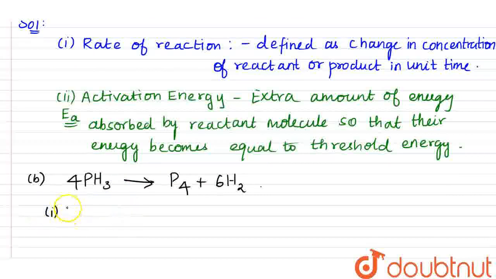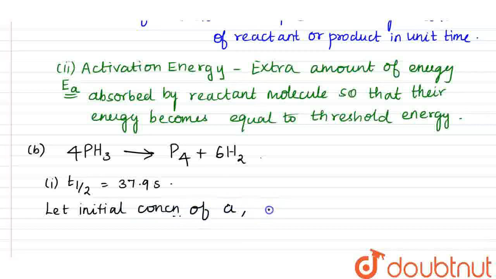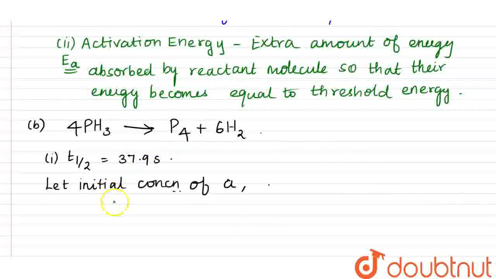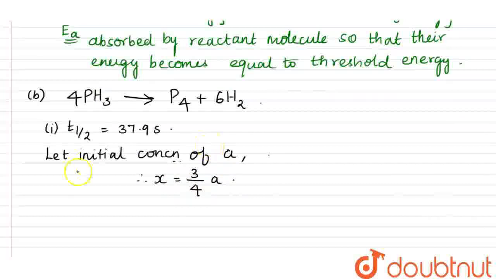So first one, t half, that is the half-life given for phosphine, is 37.9 seconds. Okay, so let us take the initial concentration of phosphine as a. Therefore x is equal to 3 by 4 a, because we have to find out the 3/4. So 3 by 4 a.